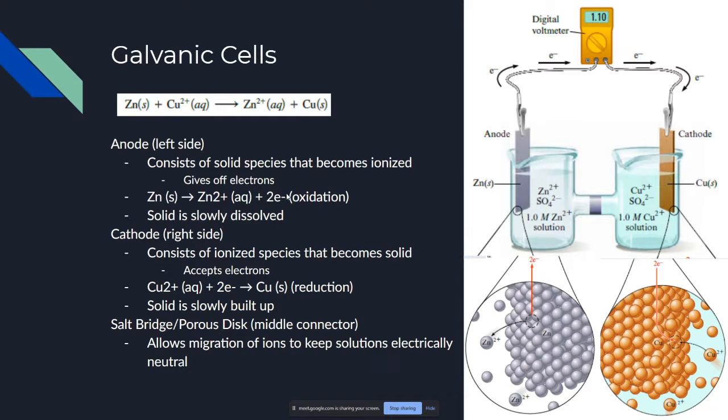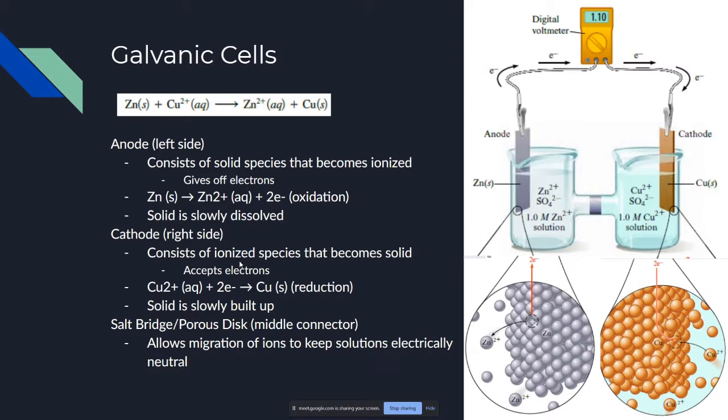Okay, and that's going to be important. And so if you follow through with this reaction, you're going to see that basically your solid is going to be slowly dissolving as it becomes an aqueous species here in this beaker. So then what about on the right side, on the cathode? It is the opposite reaction. You have an ionized species here in the solution that is becoming solid.